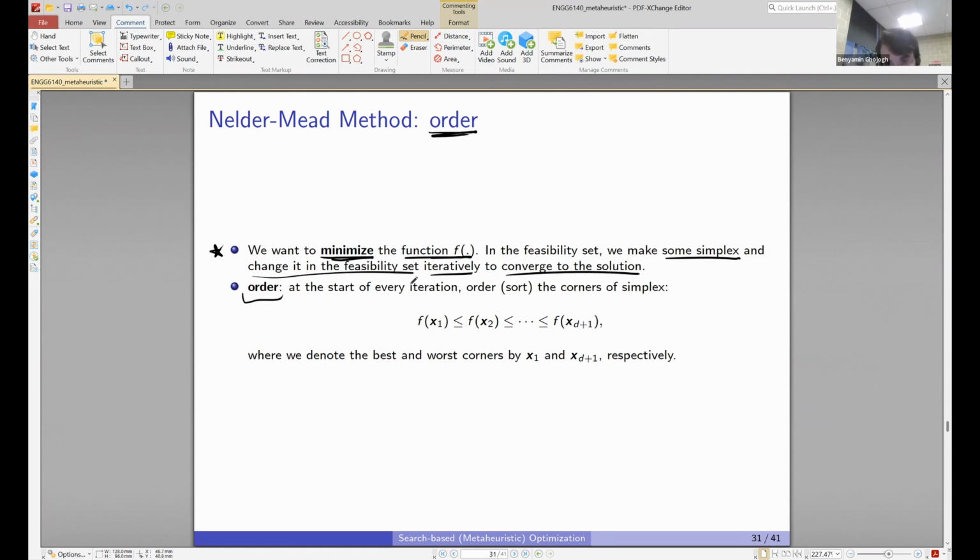At the start of every iteration, because it's iterative, right, we order or sort the corners of the simplex. So we rename the corners from x1 to x_{d+1}, where x1 is the best corner and x_{d+1} is the worst corner, because x1 has the minimum cost function among the corners, and x_{d+1} has the largest cost function among the corners. So we are denoting them.